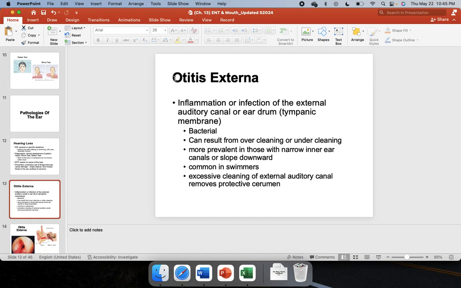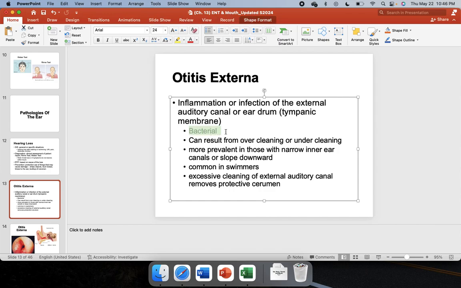Otitis externa, so we look at this, inflammation, right? Inflammation of the external ear. So inflammation or infection of the external auditory canal or eardrum. This is often also called swimmer's ear. It's called swimmer's ear because sometimes water gets trapped in the auditory canal of the ear, and that allows for bacterial growth. So if we have bacterial growth, then we get inflammation, which is going to create some hearing problems, right?